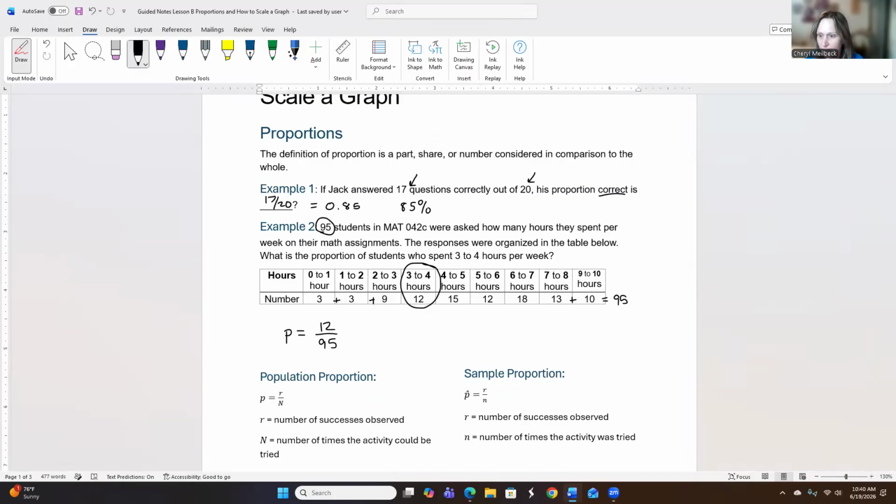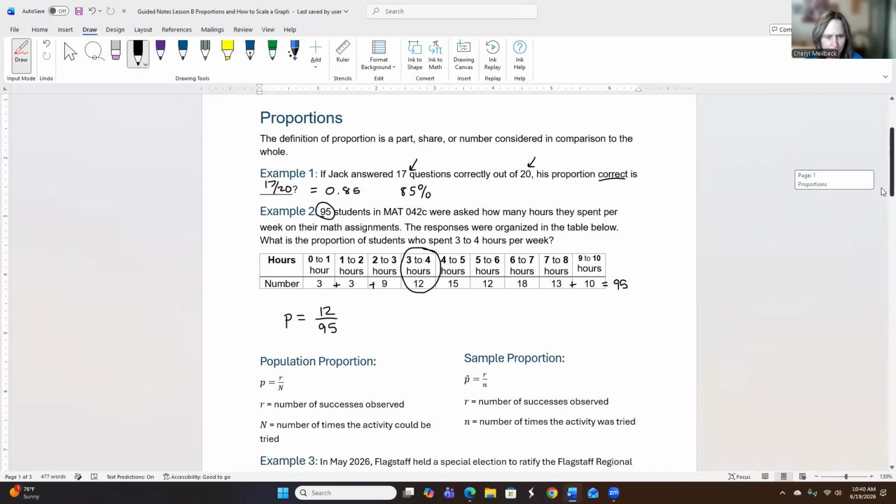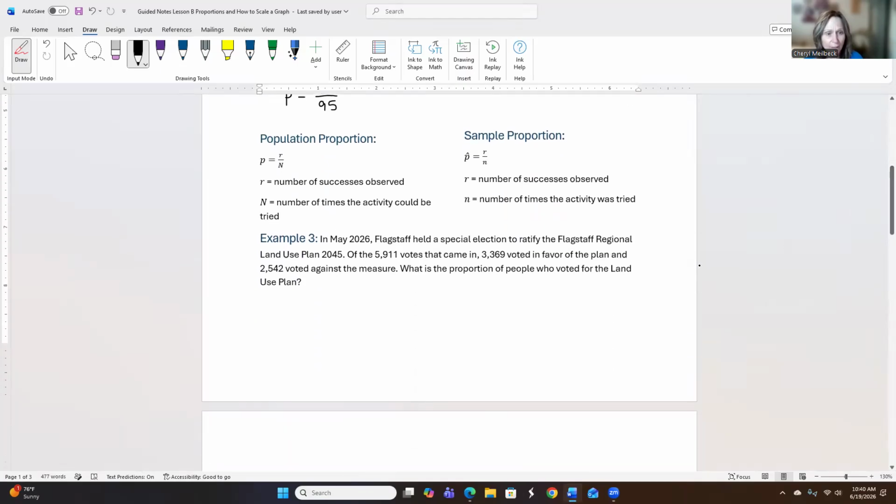All right, let's look at some definitions here. From Math 142, you know that the population proportion is represented by the lowercase p, and that's equal to the fraction of R, which is the number of successes observed in the population, over capital N, which is the total number of times the activity could be tried, and this should say in the population. When we use a capital letter, that's always referring to the population. R is the same for both.